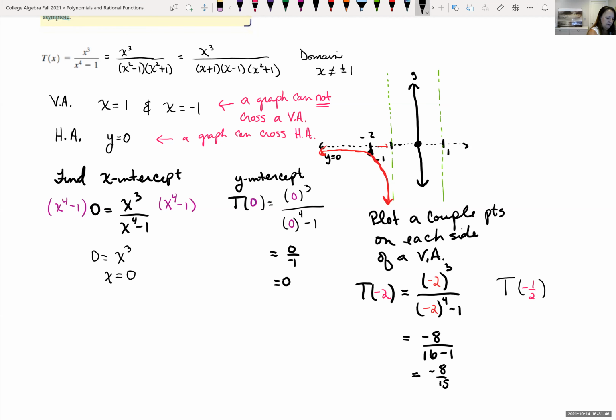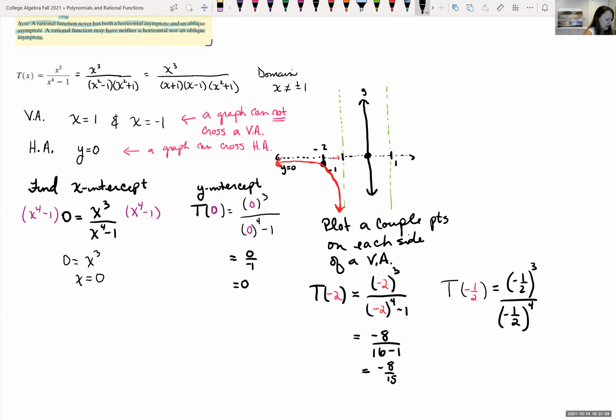If we do that, we get (-1/2) cubed all over (-1/2) to the 4th power, and we have -1. Well, -1/2 times -1/2 is 1/4. 1/4 times -1/2 is -1/8. All over (-1/2) to the 4th power gives us +1/16 minus 1.